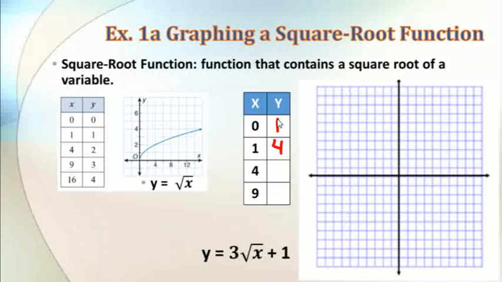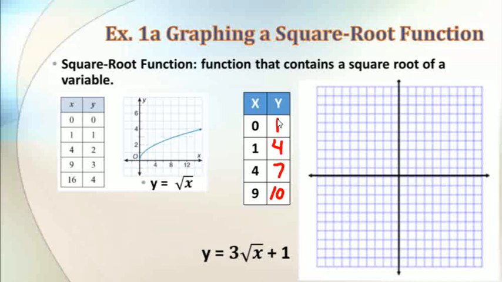Put 4 in for x. The square root of 4 is 2. 2 times 3 is 6. 6 plus 1 is 7. And then the square root of 9 is 3. 3 times 3 is 9. 9 plus 1 is 10. So now that we have our table completed, now we can just plot them on our coordinate plane here.